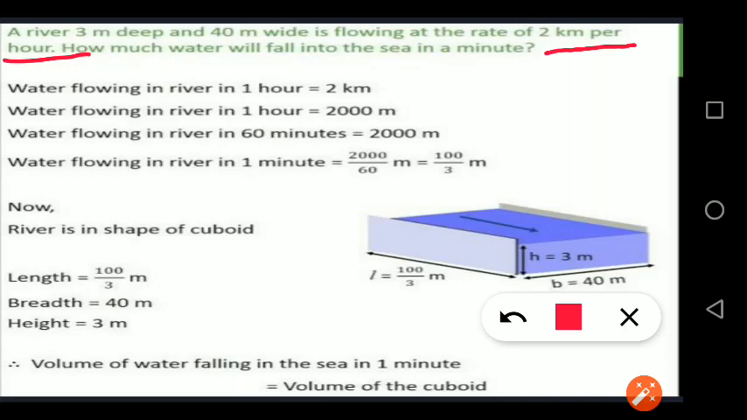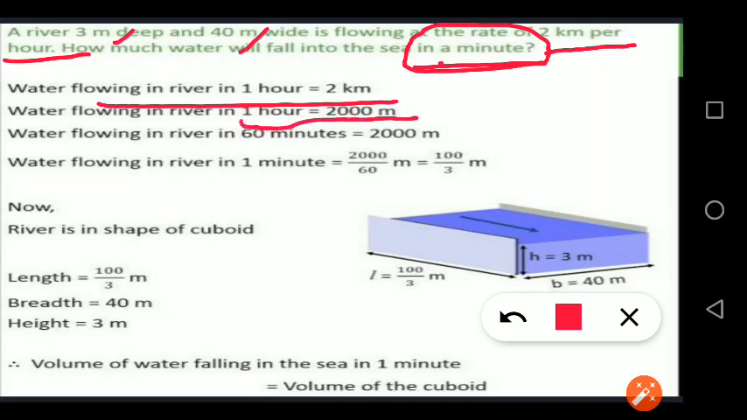How much water will fall into sea in a minute? Okay, here it is given how much time? 1 minute. So we have to take the length is equal to water flowing in 1 minute. So it was given water flowing in 1 hour is 2 kilometer. Others are in meter, so this also will convert in meter. So 1 hour is equal to 2000 meter.